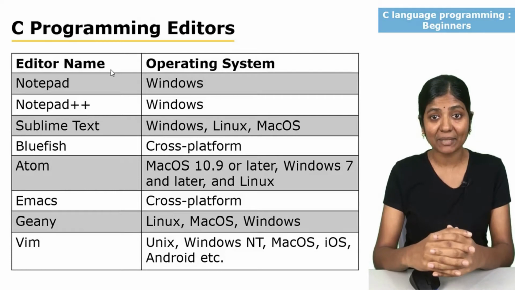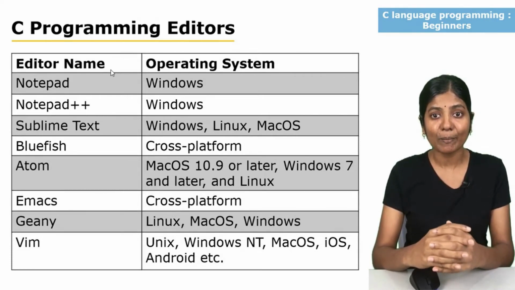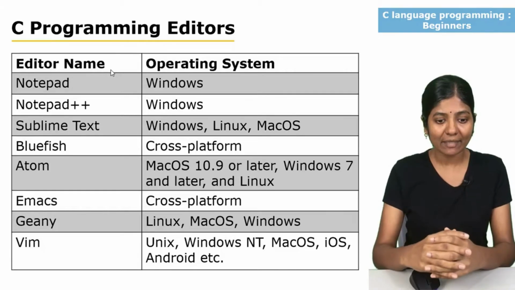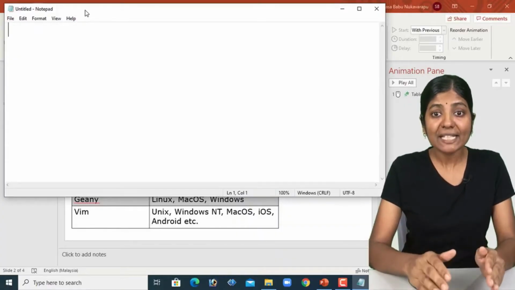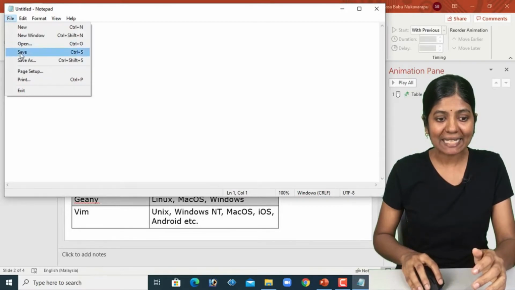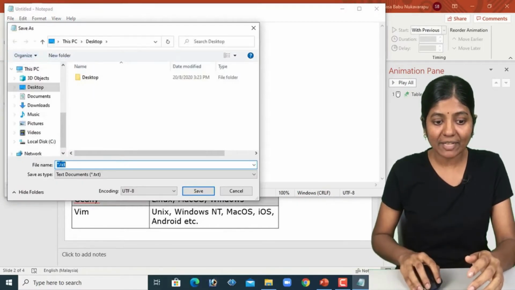Let's say for example, currently my system is running on the Windows operating system. I am opening Notepad to edit the program. Let's open Notepad. I open Notepad. First, we need to save this program. Click File, click Save and we should give the file name.